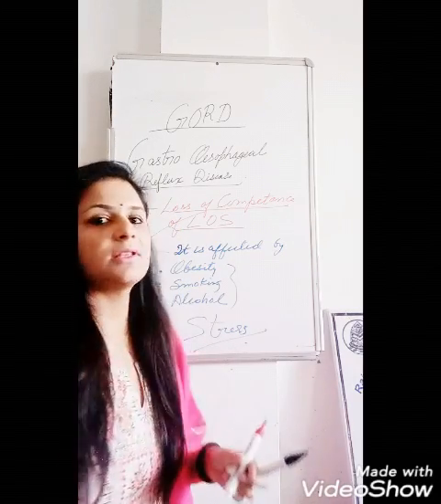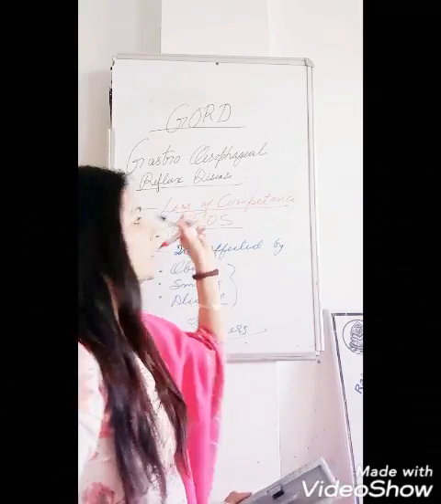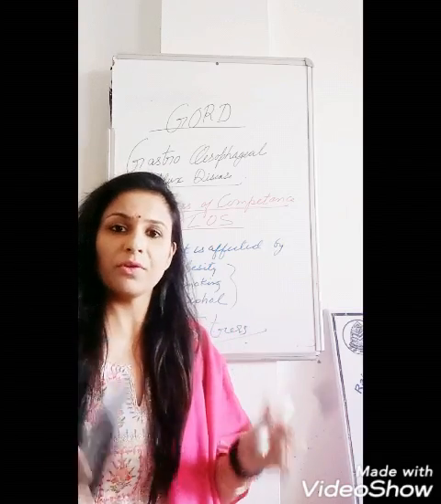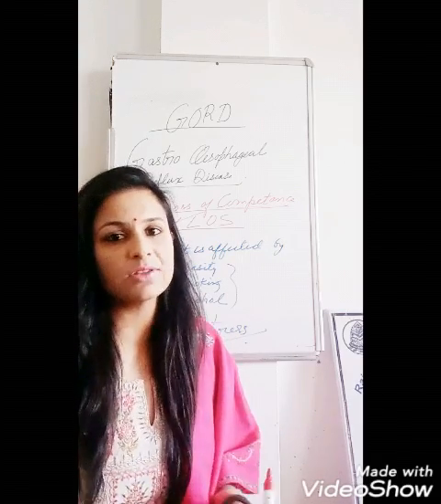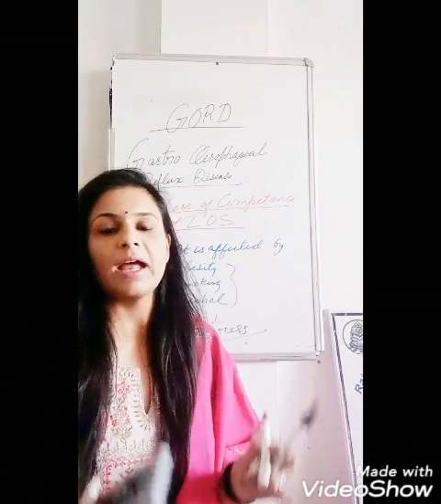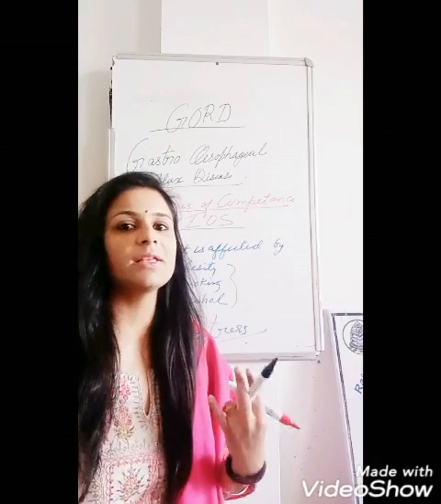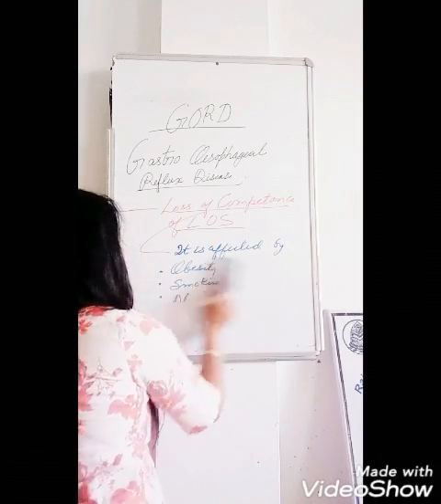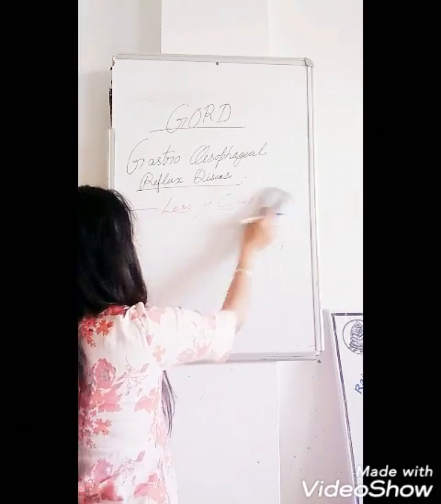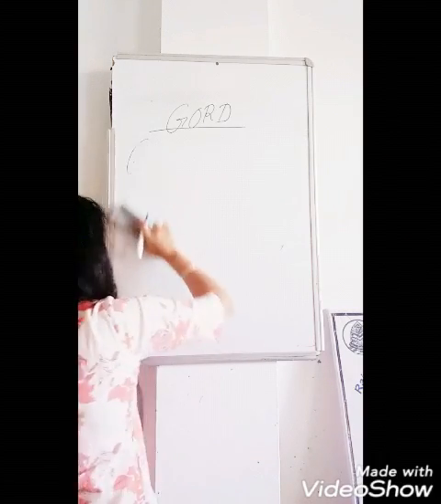So GORD is the gastroesophageal reflux disease, where there is loss of competence of the lower esophageal sphincter, and the competence is affected by obesity, alcohol, smoking, stress, and it is related to hiatus hernia. So in chronic or long-standing cases of hiatal hernia, GORD can occur.